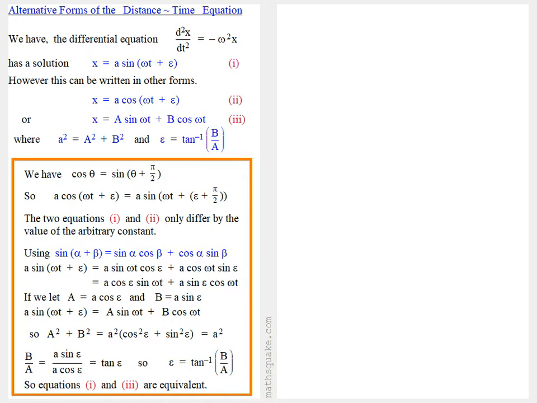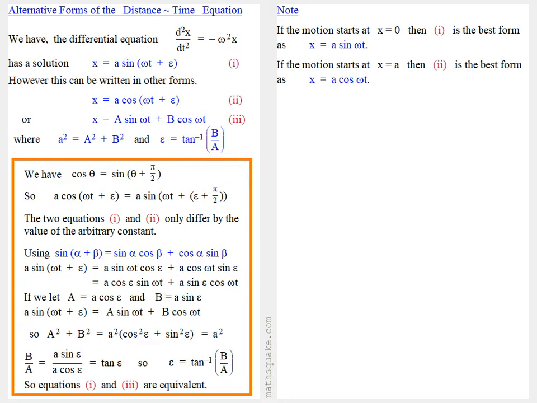So we have 3 forms of the equation that give x in terms of t. Now it's worth noting, if the motion starts at x equals 0, that means it starts at the equilibrium position, then equation 1 is the best form, because epsilon becomes 0, and so we can write the equation as x equals a sine omega t. If the motion starts at x equals a, that means it starts at the positive maximum extension, then equation 2 is the best form, because again epsilon becomes 0, and so we can write the equation as x equals a cos omega t.